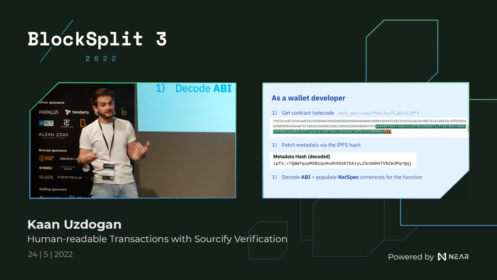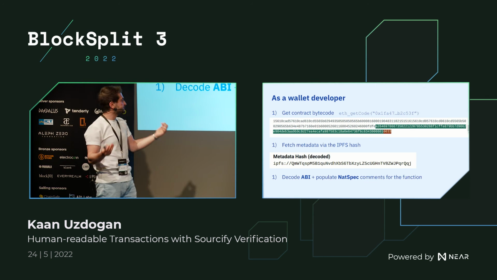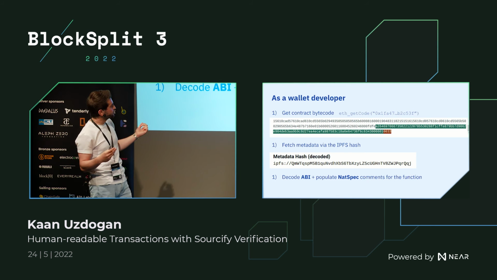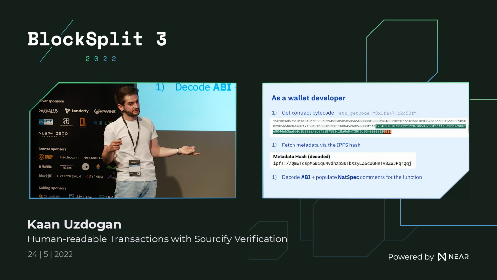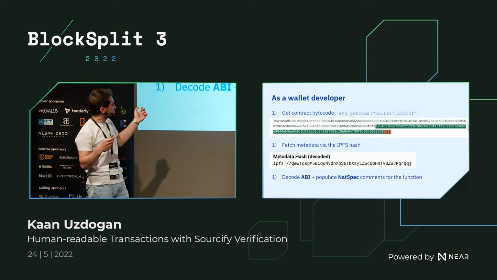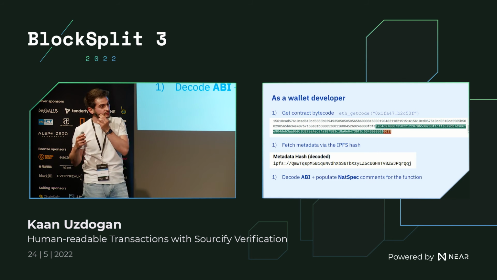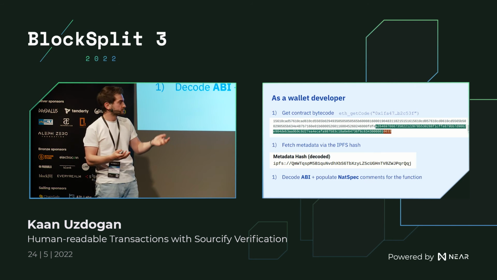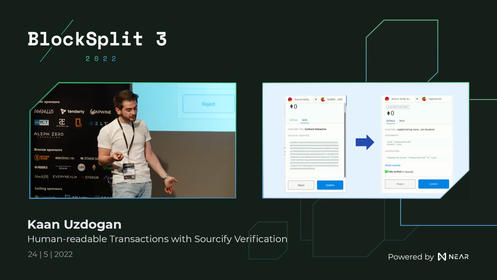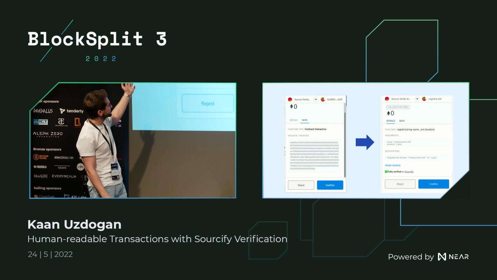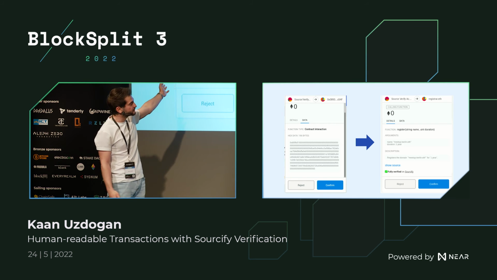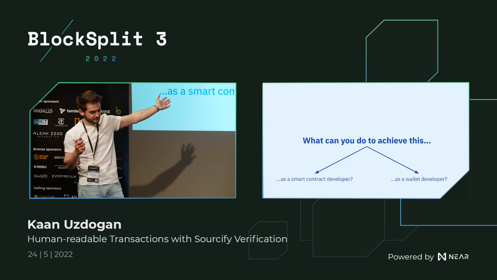Yeah, so you got the metadata file, then you decode via the ABI, and populate the NatSpec comments for the function. So as a wallet, you got the metadata, and the user was calling a function. You just get the ABI and the NatSpec comments and decode it. And hopefully, at the end of the day, you can show something like this instead of some hex strings.